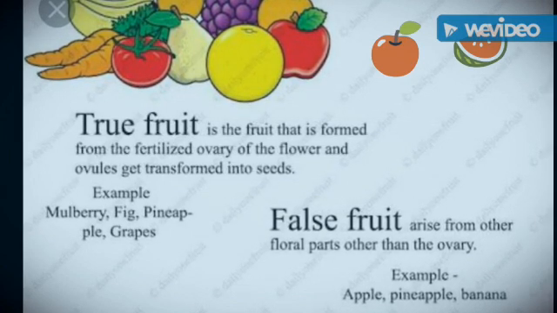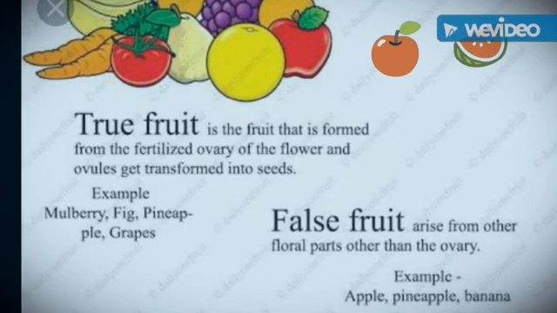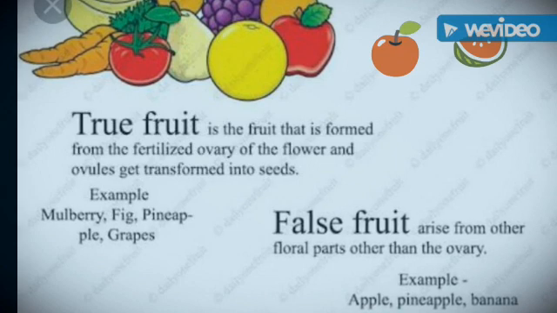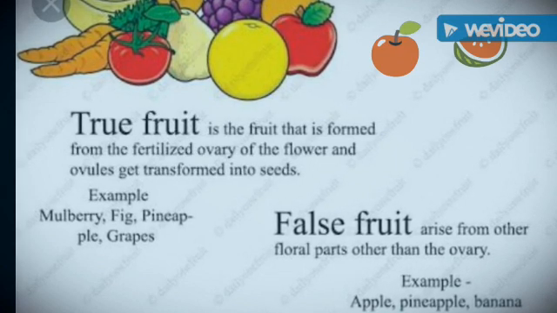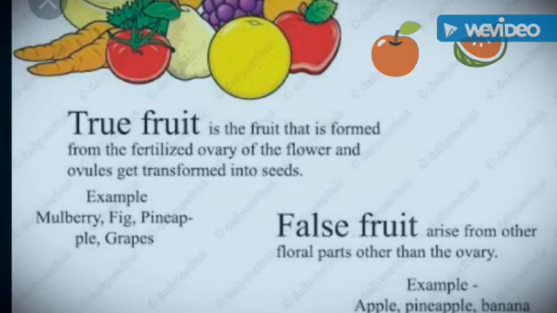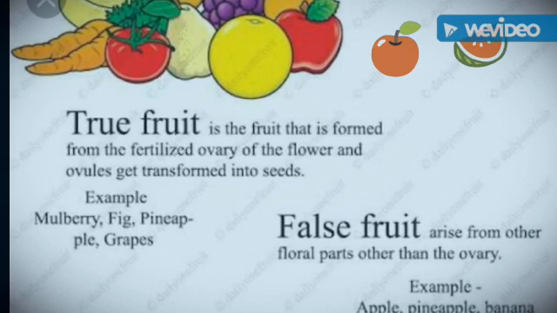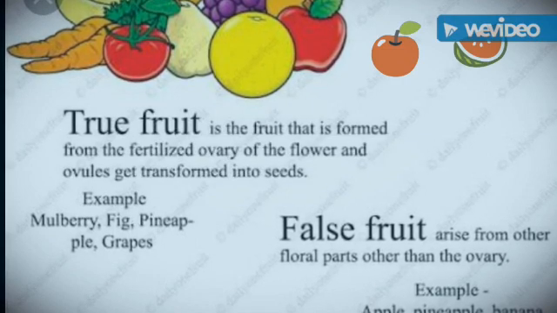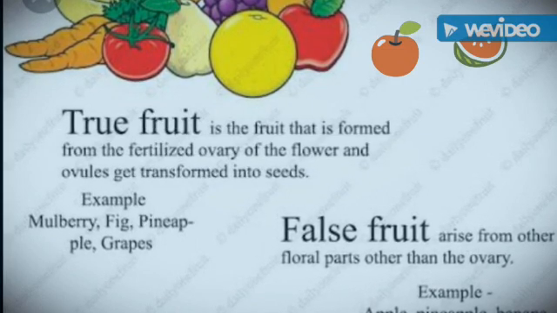Now come to false fruit. What is false fruit? False fruit arises from other parts other than the ovary. Now what does this line mean? You must have learned that reproduction takes place in the ovary, but in the case of false fruit, reproduction does not take place from the ovary but any part other than the ovary. It could be floral parts as mentioned or any other part but not the ovary.